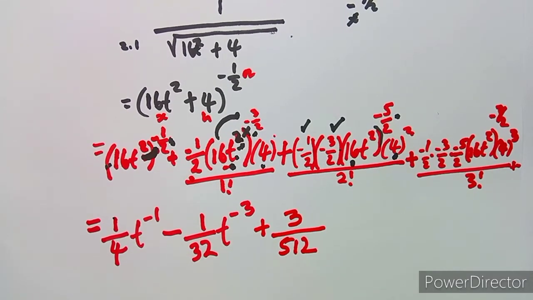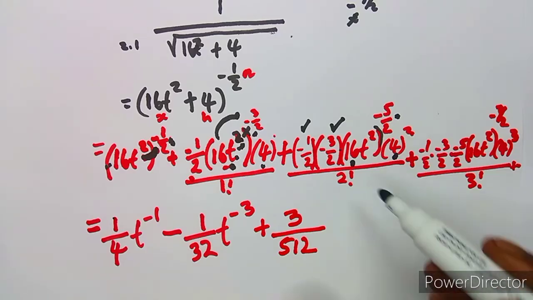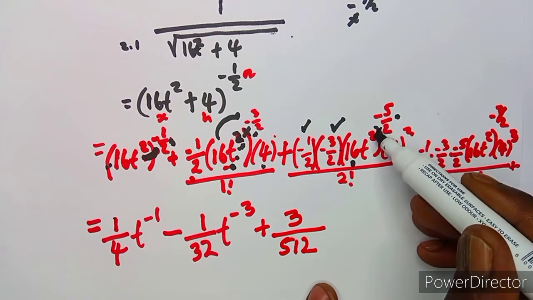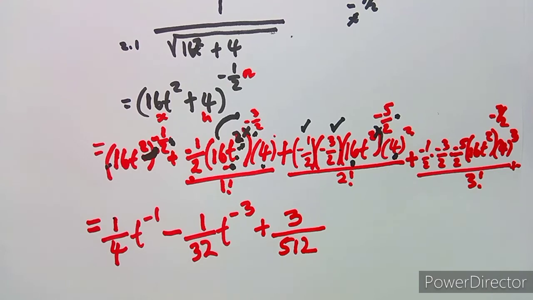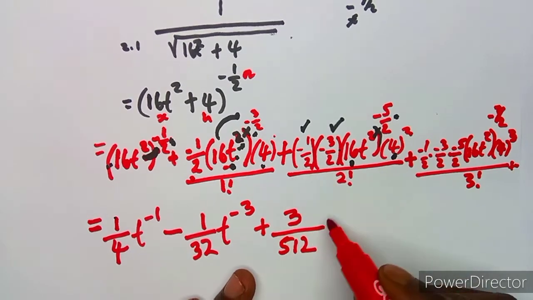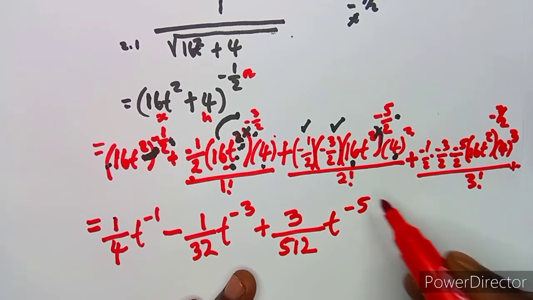All right, you move on to this part for t. So it's again 2 times minus 5 over 2, which is going to give you minus 5, just like what we did here. So it's going to be t to the exponent of minus 5.